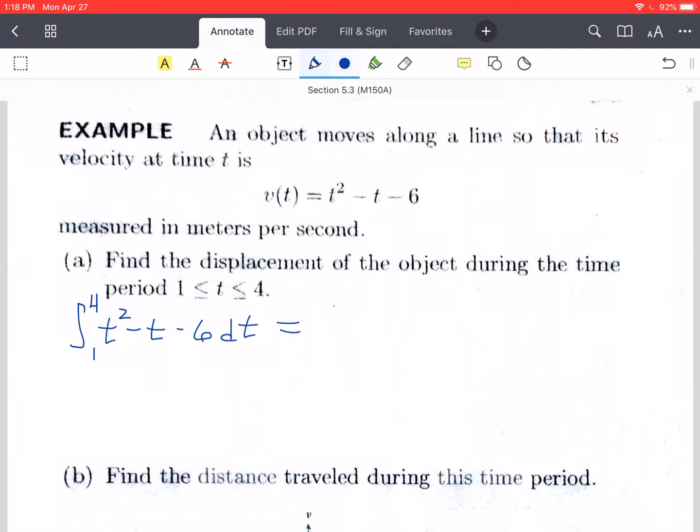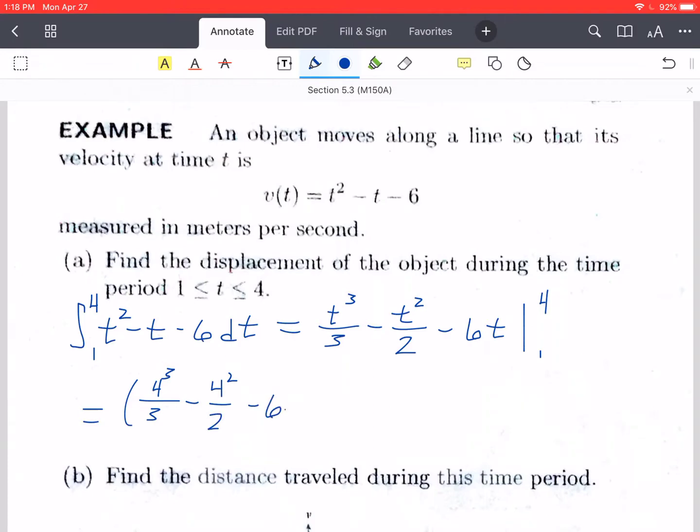So take the antiderivative. That's going to be t cubed over 3 minus t squared over 2 minus 6t evaluated from 1 to 4. So that's going to be 4 cubed over 3 minus 4 squared over 2 minus 6 times 4, minus 1 cubed over 3 minus 1 squared over 2 minus 6 times 1. If we run that computation, we're going to get negative 4.5, and this is in meters.